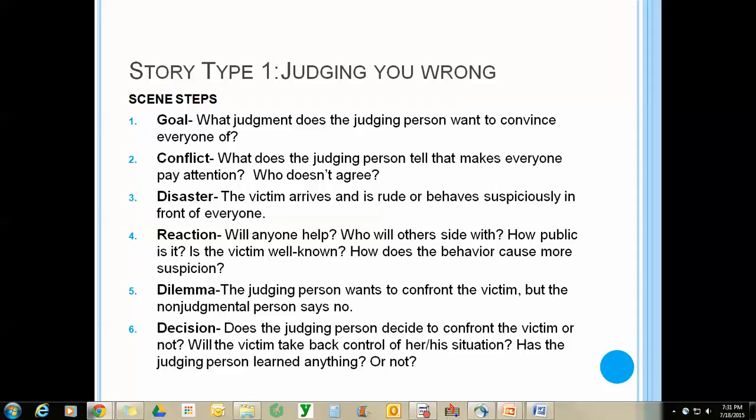So at the end, does the judging person decide to confront the victim? Do they decide to trust them? Do they decide to leave them alone? What is it they decide? Does the victim do anything? Do they just take control of the situation? Do they just continue to be a victim? Has the judging person learned anything or not? So at the end, what happened?